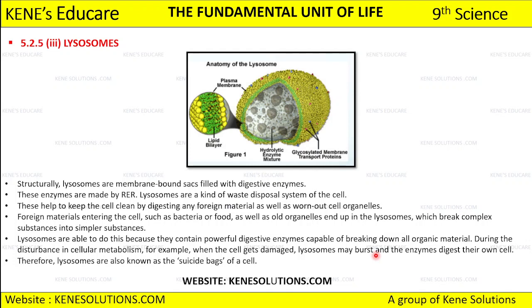So suppose my whole cell is damaged, what will the lysosomes do? They will burst themselves, and because of the bursting of lysosomes the enzymes are going to digest their own cell. Therefore, as the lysosomes are bursting out because the cell is ruptured or damaged, the lysosomes are also called the suicide bags of the cell because of rupturing themselves. They are called the suicide bag of a cell.